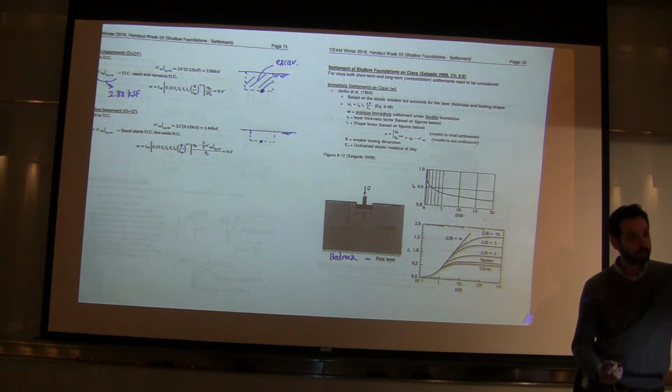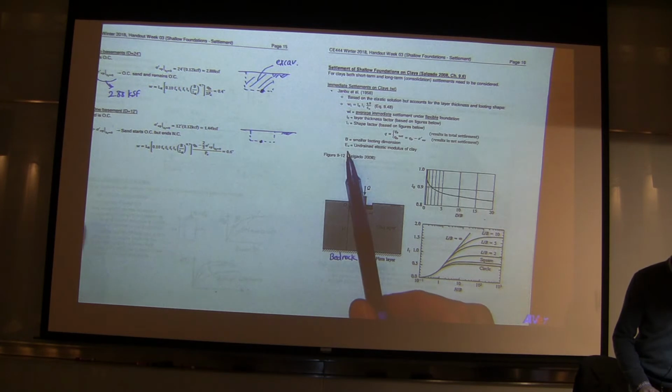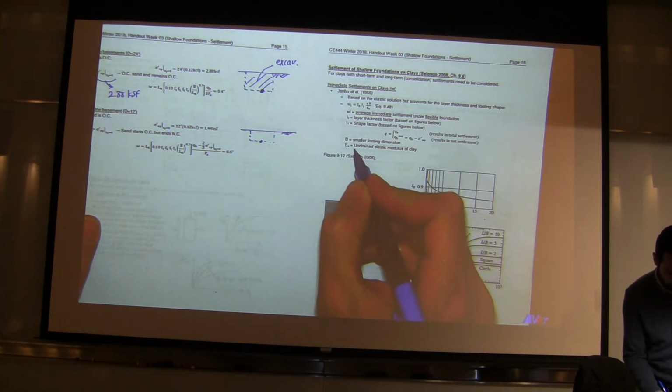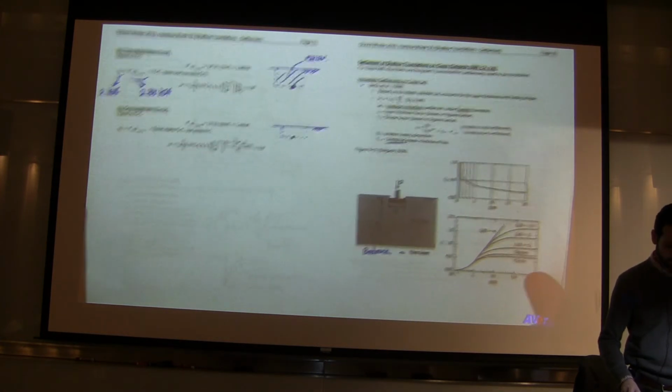What is remaining to find? It's the elastic modulus that remains to be found. So E_u, undrained elastic modulus of clay. I'm going to underline that undrained over there. How do we find it?